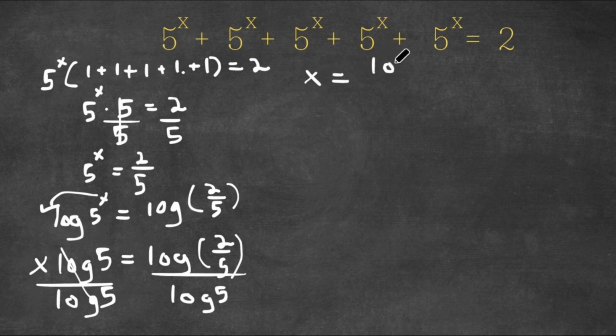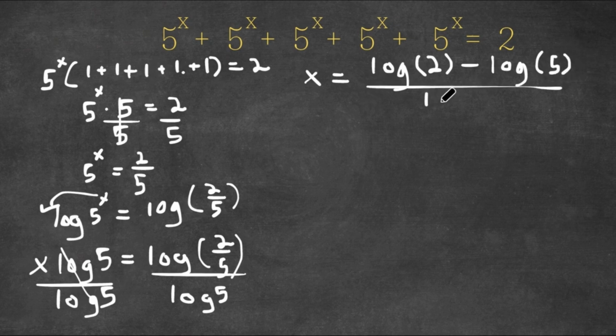log of 2 over 5. And an important property of logarithms is we can rewrite a fraction as the numerator, so log 2, minus log 5. And now we are dividing this by log 5.